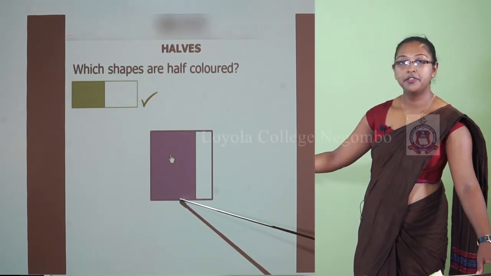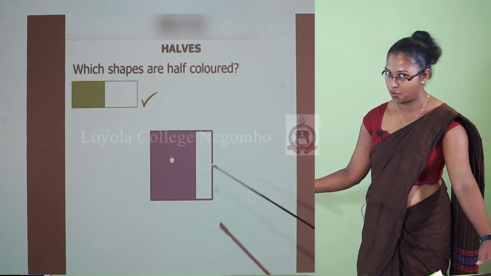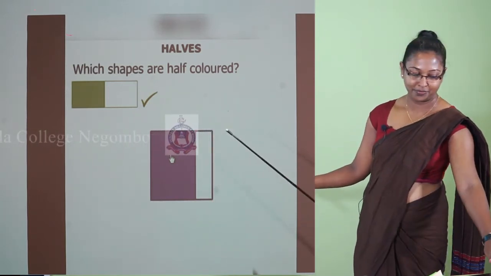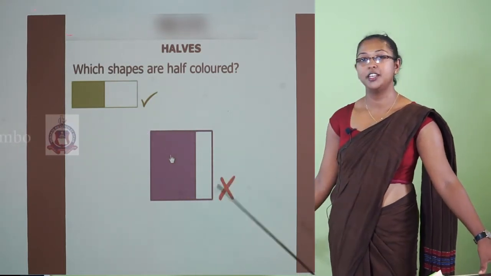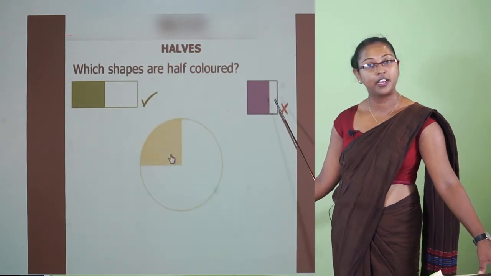Square is also divided into 2 parts, Pute. But are those equal? No. So can we call this a half? No. So it's not divided into halves, 2 equal parts, so we say it's not a half.